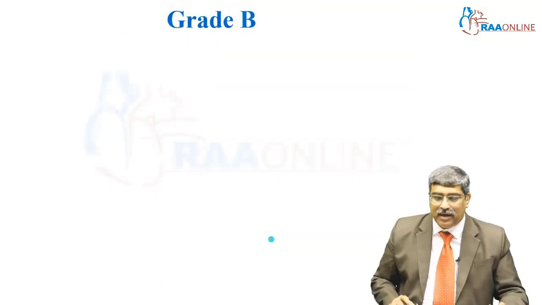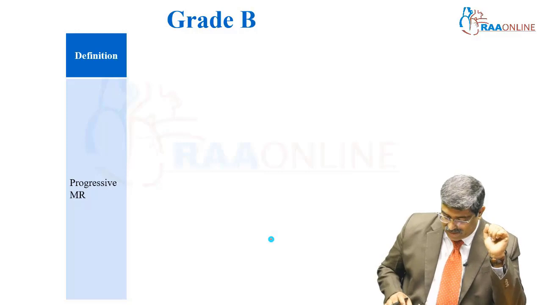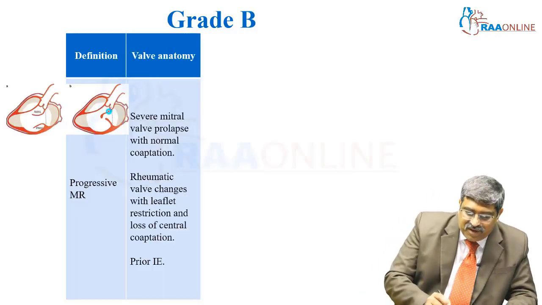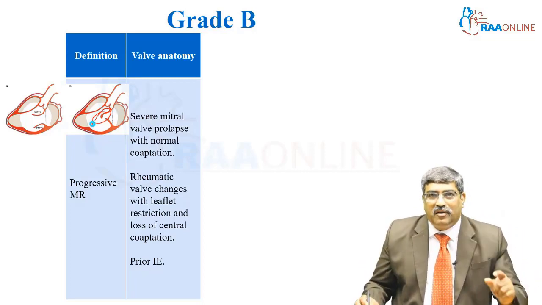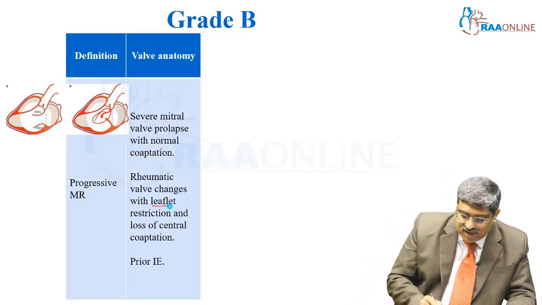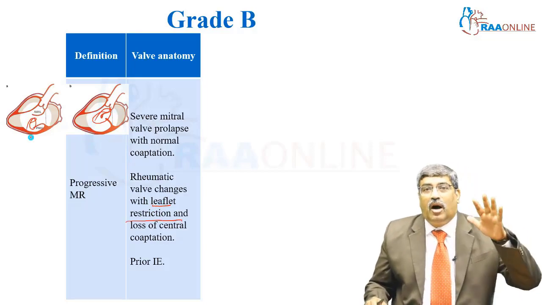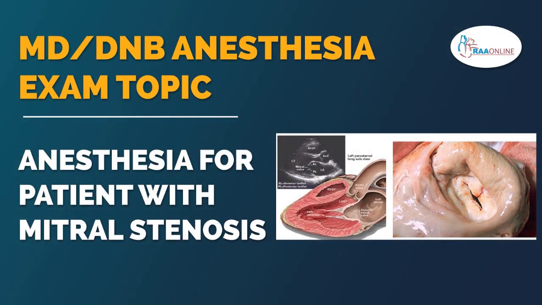Coming to grade B, here it is called the progressive mitral regurgitation. Here there is severe prolapse with normal coaptation, or rheumatic changes with leaflet restriction and loss of central coaptation, or prior infective endocarditis will be there.